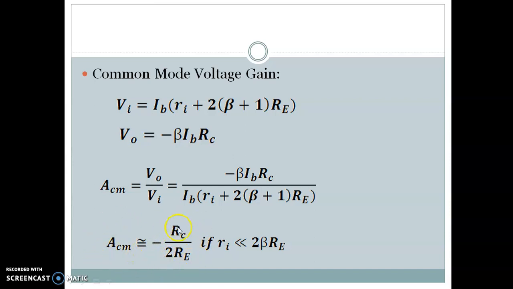Your common mode gain is inversely proportional to RE. How do you want the common mode gain to be? The common mode gain has to be very very small. We expect that, as it is one of the good characteristics of a differential amplifier. When this has to be very small, it implies that RE has to be very very large.